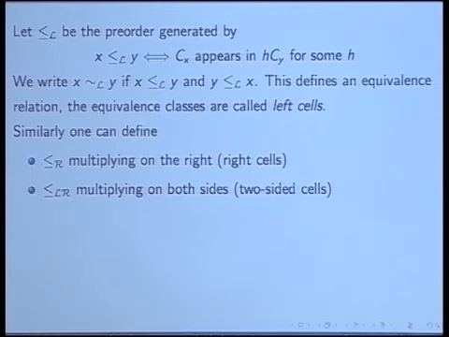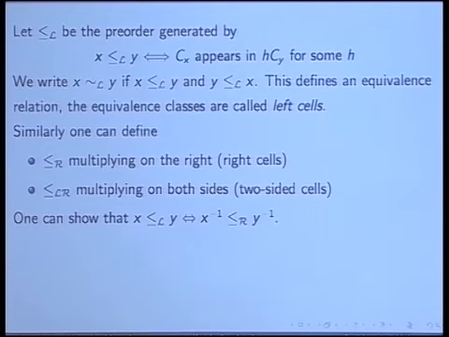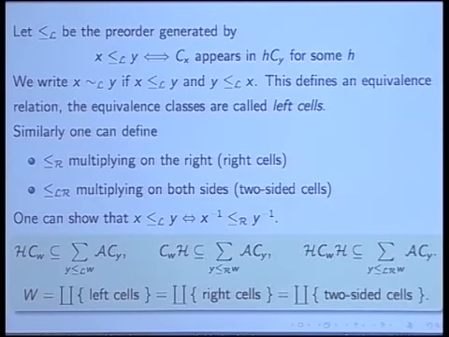So the relation between left cells and right cells is that x is less or equal to y in the left order if and only if x inverse is less or equal to y inverse in the right order. So if you know the left cells, you know the right cells. So, to sum up, if you take a w and multiply on the left by h, you end up with a sum of C_y, where y is less or equal to w in the left order. Same for right and two-sided, and you can decompose W as a disjoint union of left cells, right cells, and two-sided cells.